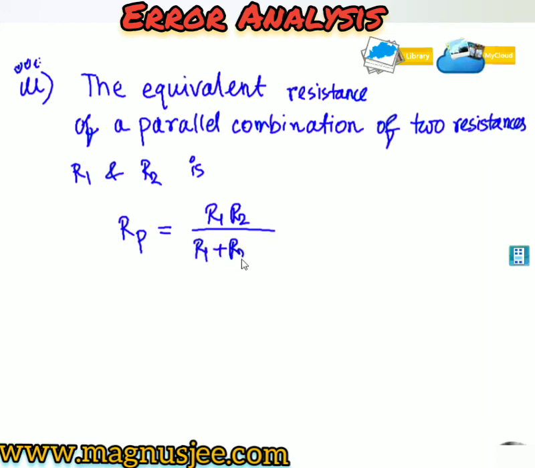That is from the expression of reciprocal of equivalent resistance, 1 by Rp equals 1 by R1 plus 1 by R2, we get Rp as R1 dot R2 divided by R1 plus R2. And here we can draw the diagram of the parallel combination. Two resistances R1 and R2 are connected in parallel combination, as shown in the figure.